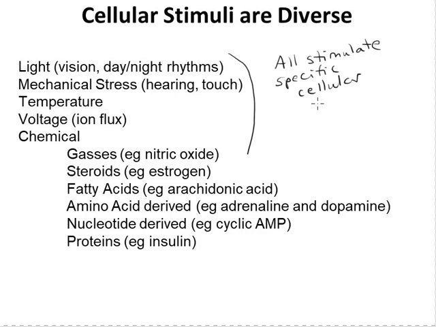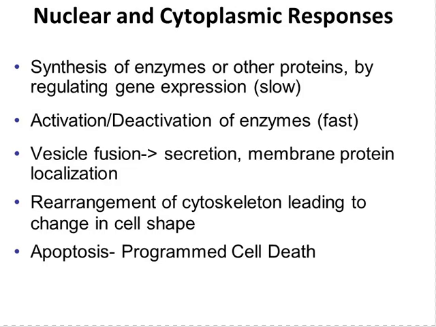The responses that these cellular stimuli can elicit in cells are diverse and highly specific for whatever signal and cell we're looking at. Often, the signal causes a change in gene expression, which leads to the repression or activation of production of new proteins. This is a relatively slow response to see implemented, occurring on the order of minutes.